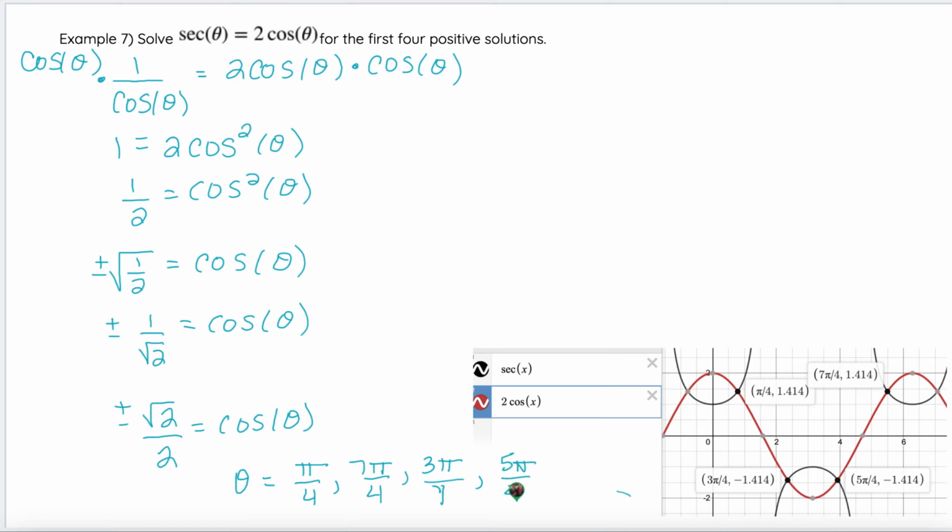for our negative values. I also used the intersect method, substituting exactly what I saw in our equation, the left side, the right side. Where do they intersect? Pi over 4, 3 pi over 4, 5 pi over 4, 7 pi over 4. Or you could set it equal to 0 and find the 4 locations where it crosses the x-axis.